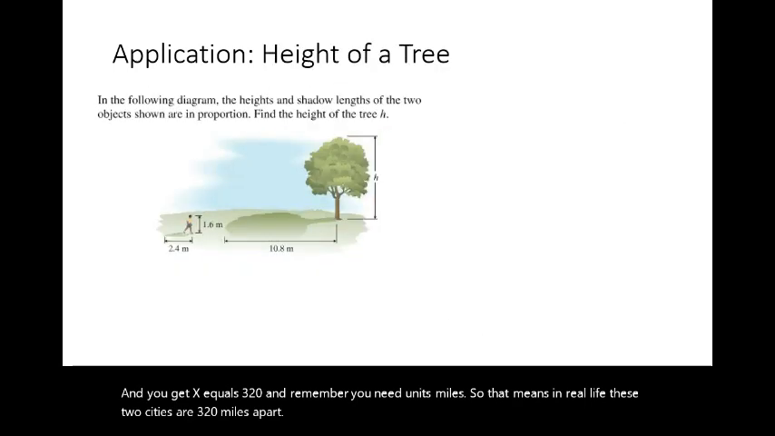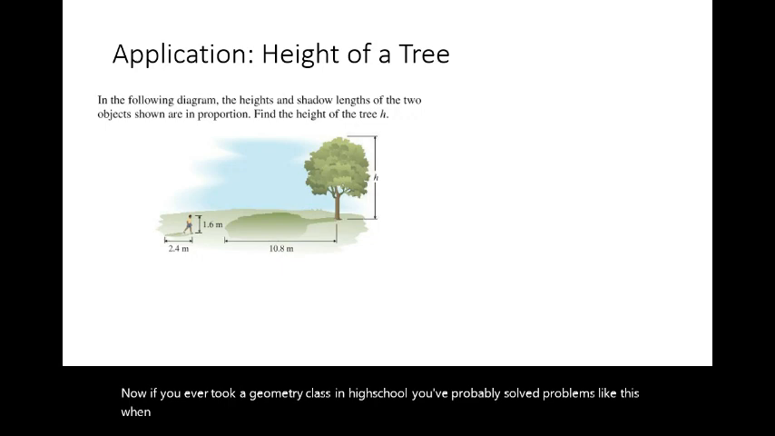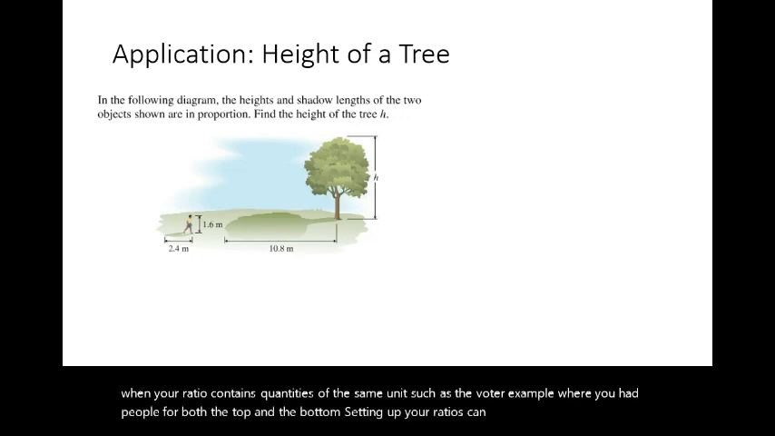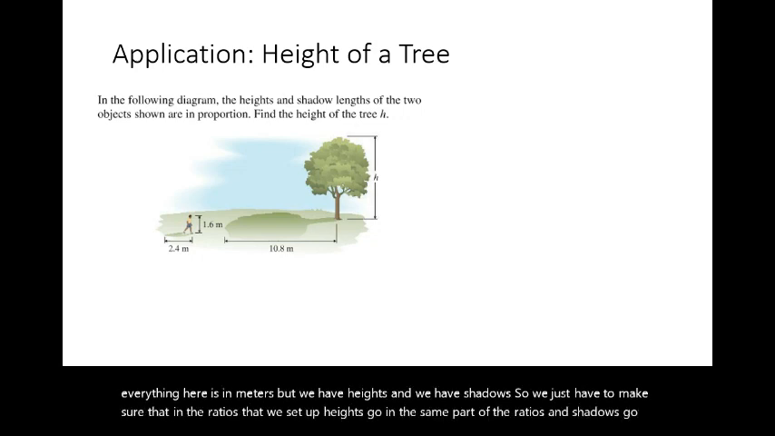Now, if you ever took a geometry class in high school, you've probably solved problems like this. When your ratio contains quantities of the same unit, such as the voter example where you had people for both the top and the bottom, setting up your ratios can be really tricky. So in this case, everything here is in meters, but we have heights and we have shadows. So we just have to make sure that in the ratios that we set up, heights go in the same part of the ratios and shadows go in the other part of the ratios.